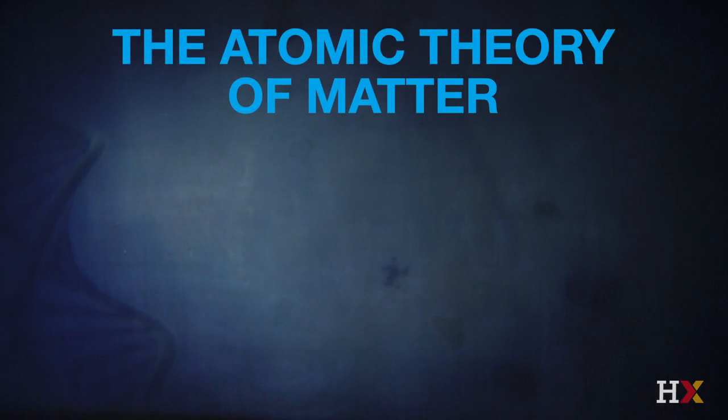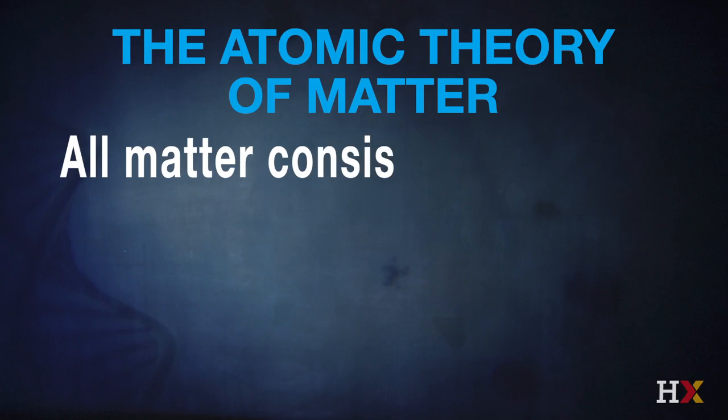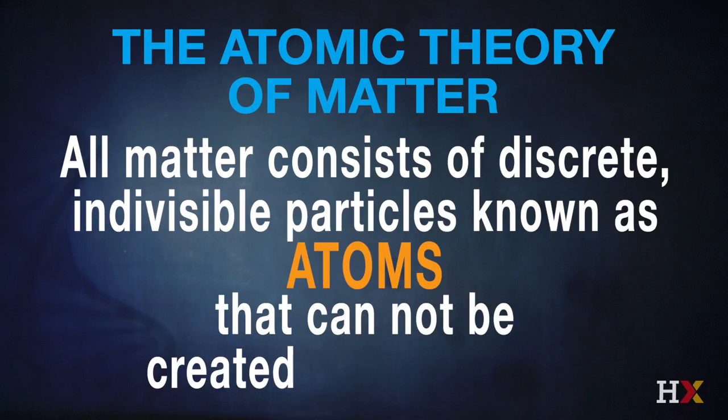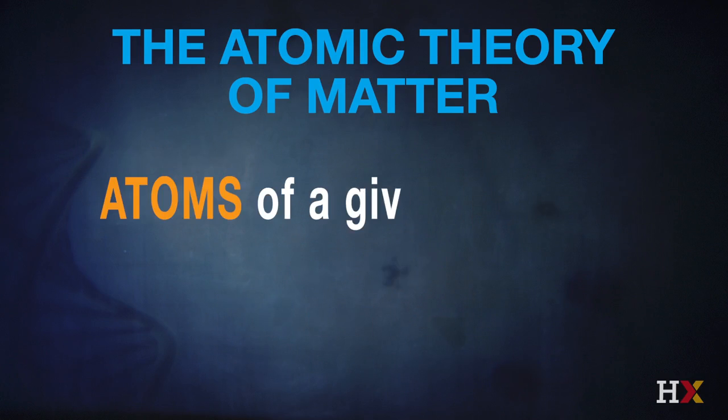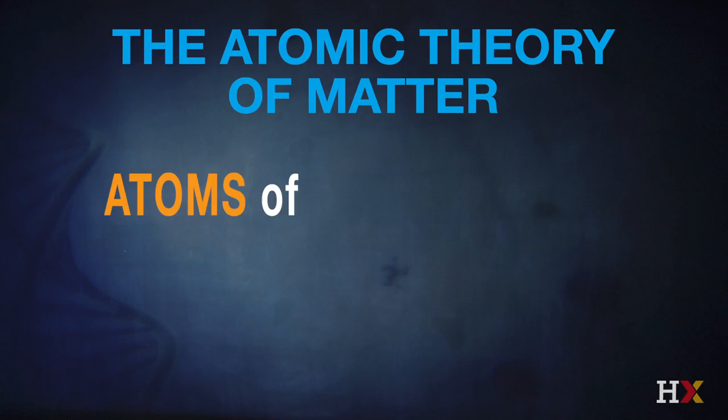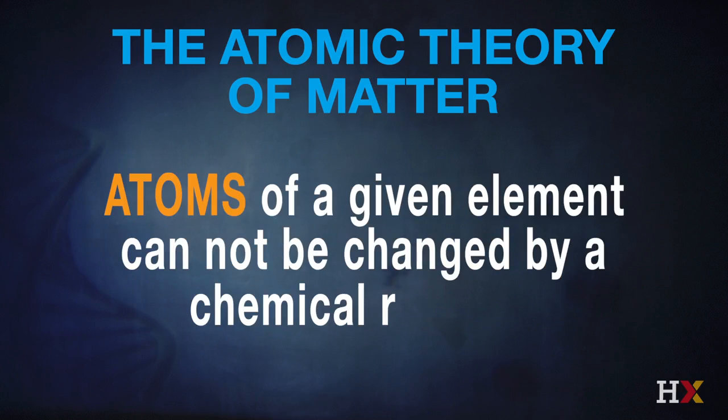So the atomic theory of matter then can be expressed as all matter consists of discrete, indivisible particles known as atoms, and they cannot be created nor destroyed. Secondly, that atoms of a given element are distinct from those of any other element, and that atoms of a given element cannot be changed by a chemical reaction. And as we will see when we get into nuclear chemistry, we can indeed change an element, but we cannot change an element by virtue of a chemical reaction. And so this atomic theory of matter by Dalton represented a new era in chemistry.